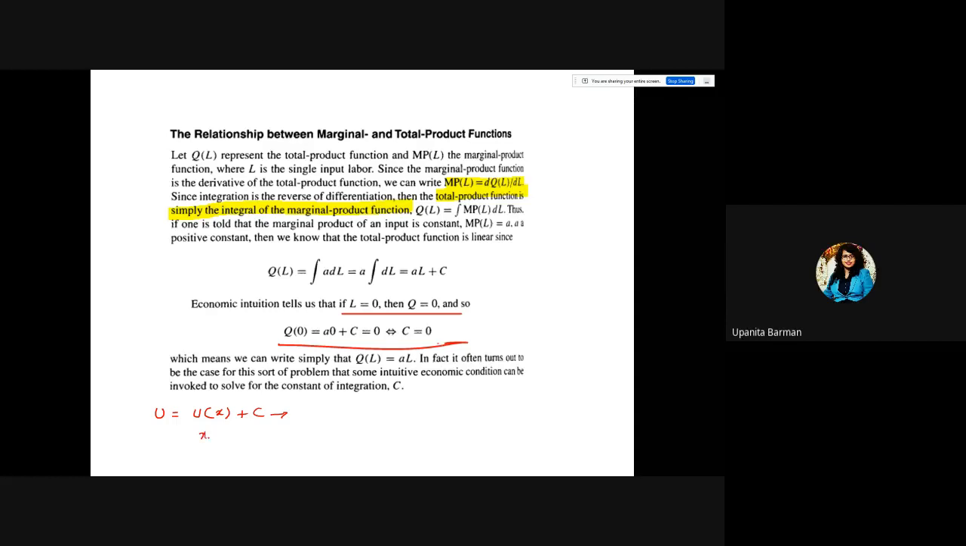Simply I have to assume that x is equal to 0. In that case, what do you have? U(0) plus C. But if you're not consuming anything, what is your utility? If you're not consuming anything, you cannot get any utility, so utility is 0. Now what is C? So C is 0.